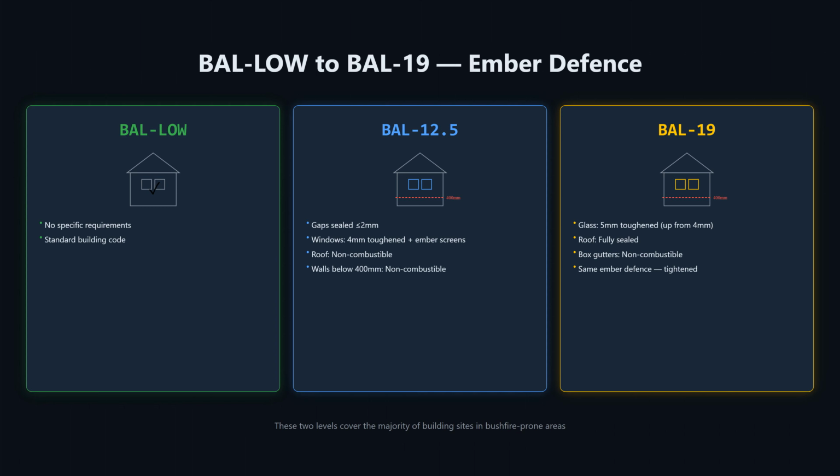BAL 19 steps it up. Glass thickness increases to 5 millimeter toughened. Your roof must be fully sealed, and box gutters must be non-combustible. It's the same ember defense philosophy, just tightened. These 2 levels cover the majority of building sites in bushfire-prone areas across Australia.